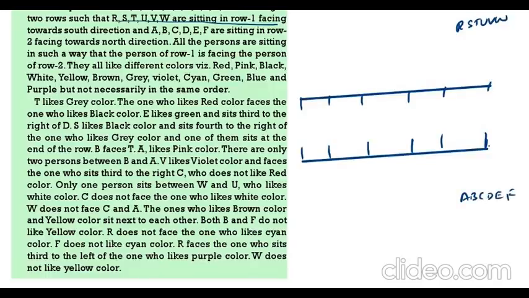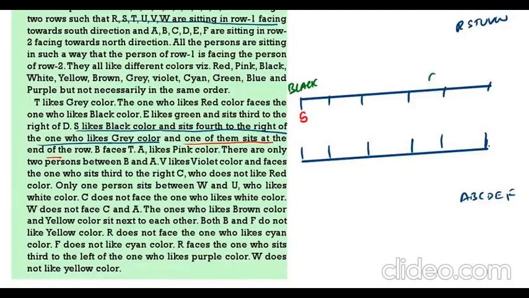Now start the puzzle. S likes black color and sits fourth to the right of the one who likes grey color. So where is S facing south? That means you have to take it in the reverse way. S likes black and sits fourth to the right of grey, so one of them is at extreme end. Now I am taking S in extreme end. S likes black. S right 1, 2, 3, 4, here we will get grey. This is grey color.